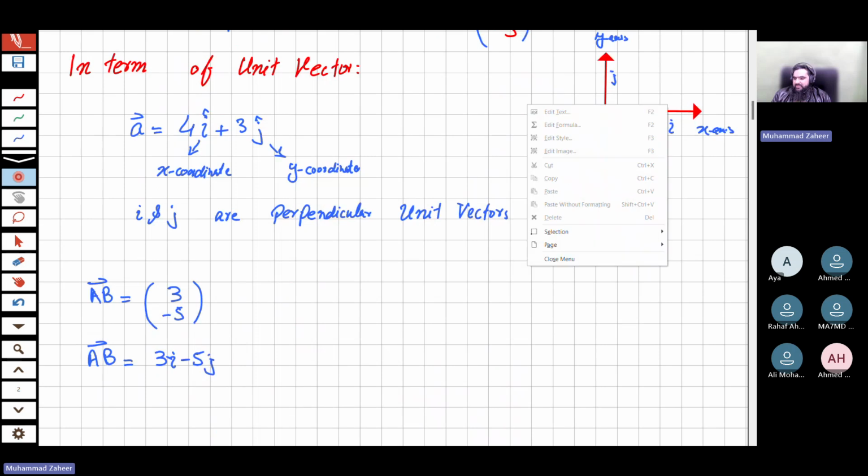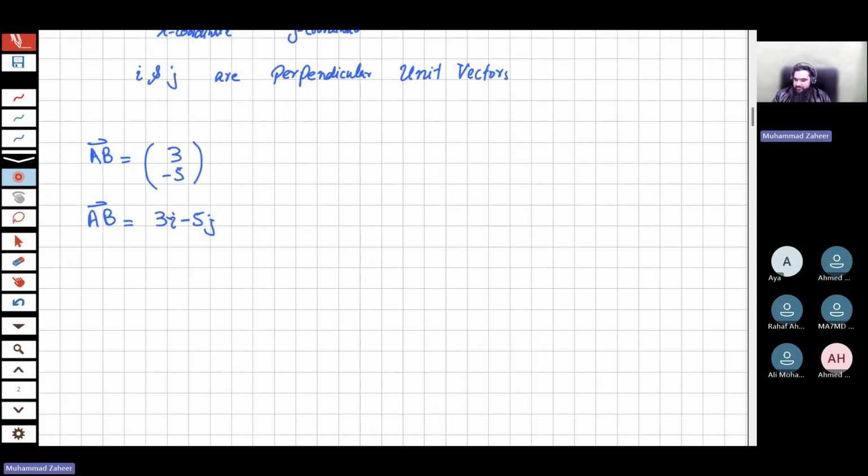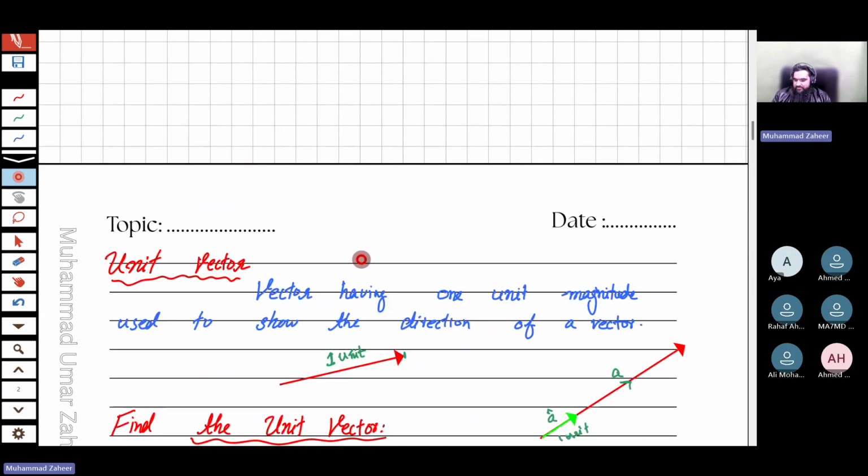And then we write the column vector in the form of i and j. The x component is shown by i, and the y component is shown by j. Just as the x, y axes are perpendicular, i and j are unit vectors, and they are perpendicular to each other as well. For example, if you have a vector AB that is 3 and minus 5 in column form, and you have to write it in ij form, it is 3i minus 5j.